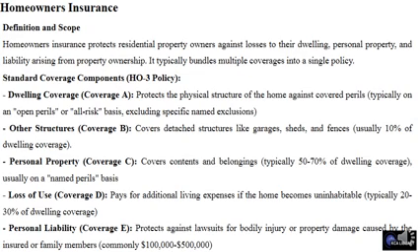We also have loss of use coverage, coverage D, which pays for additional living expenses if the home becomes uninhabitable, typically 20 to 30% of dwelling coverage. We also have personal liability coverage, coverage E, which protects against lawsuits for bodily injury or property damage caused by the insured or family members, commonly $100,000 to $500,000. So we have covered the standard coverage components.